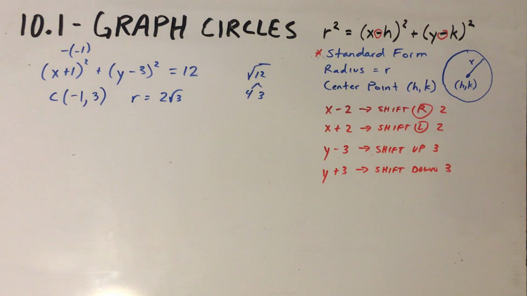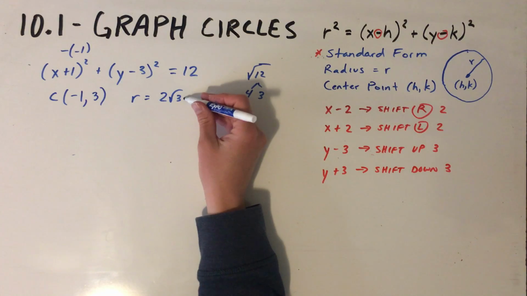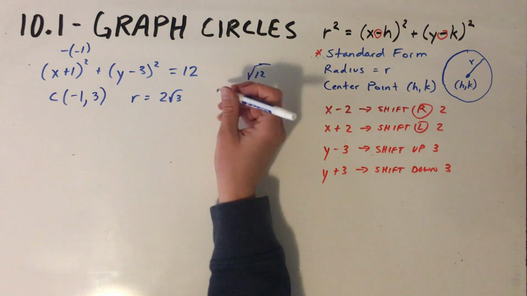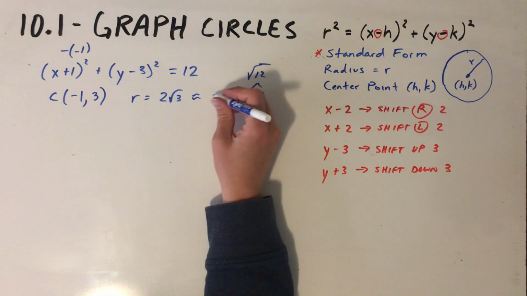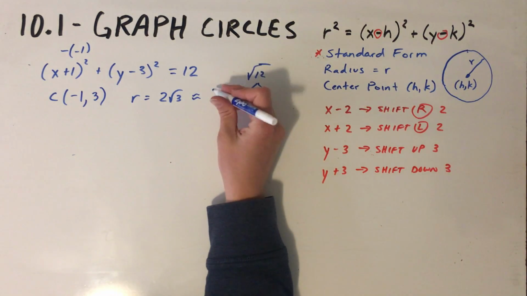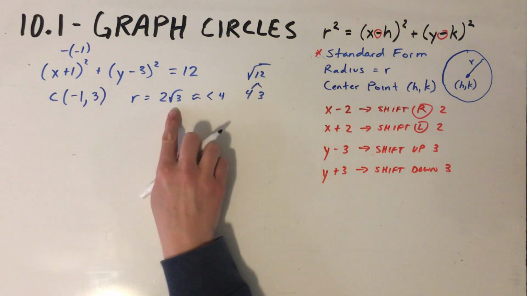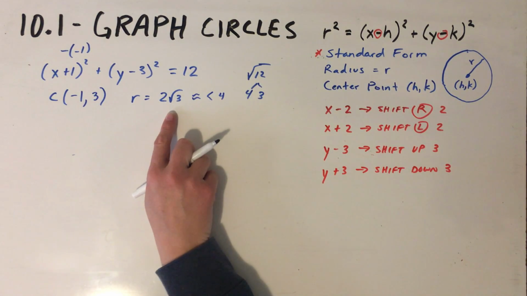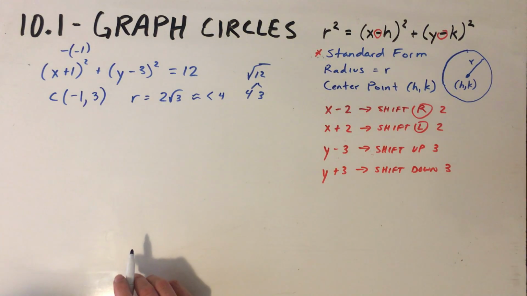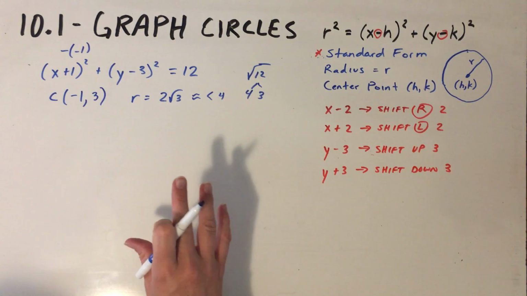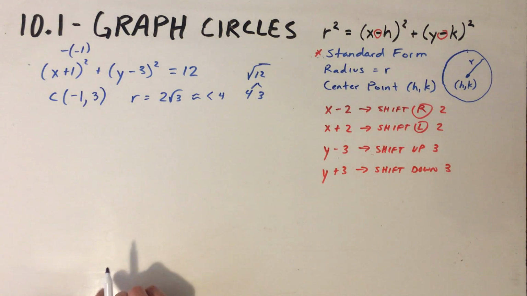Well, what does that mean? Well, 2 root 3. Root 3 is going to be about 2. It's going to be just less than 2. So this is going to be just less than 4. So we'll say this is almost 4. So it's a little bit less than 4. Again, you could calculate this on your calculator, but for graphing purposes, we're just looking for a number that's just slightly less than 4.